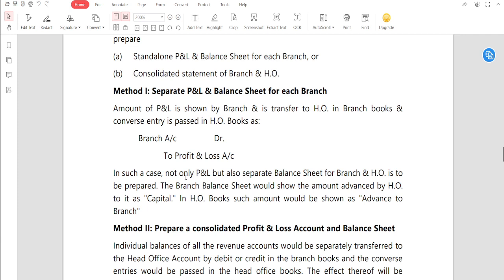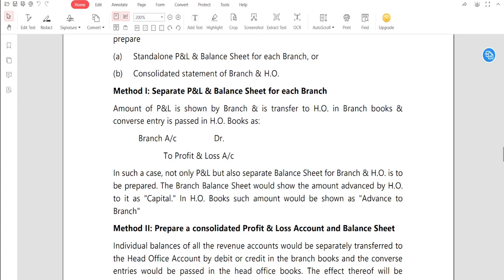So very simple. While you are preparing separate sets of books, you need to remember that the branch will show the amount received or any transaction related to the HO separately in their books. And while we are making the HO books, we need to remember that whatever transactions the HO made for the branch, they will record separately. So these are the two important things that we should take care of while maintaining the books of accounts separately for both the branch as well as the HO. Okay, we need to maintain it separately.